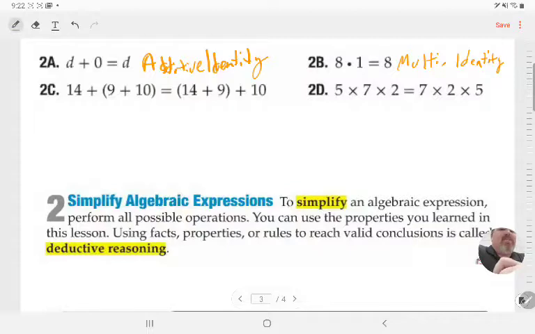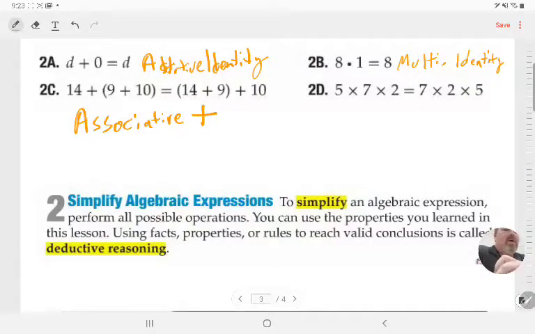Then on 2C, you have 14 plus the sum of 9 and 10, and then we regrouped it to the sum of 14 and 9 plus 10. When you regroup, you're using the associative property of addition. So we can actually simplify that as, let's see, how did I abbreviate that? Associative. I did not abbreviate that at all, did I? Let's just add an addition sign.